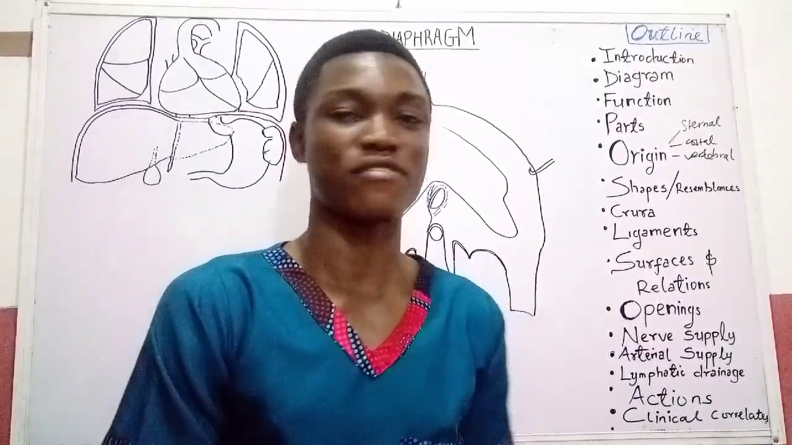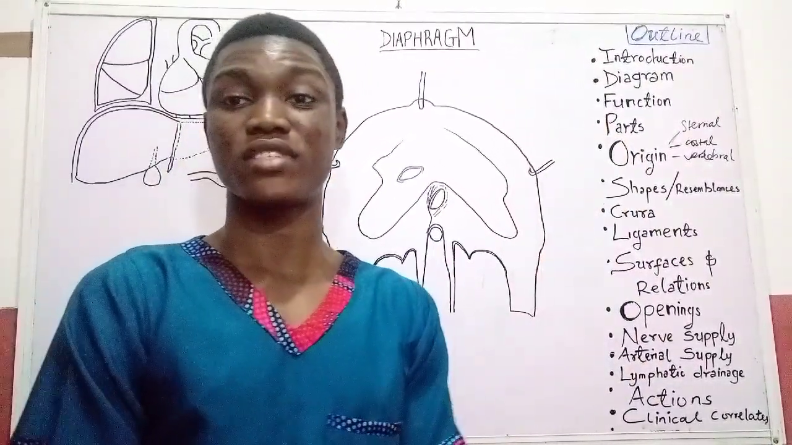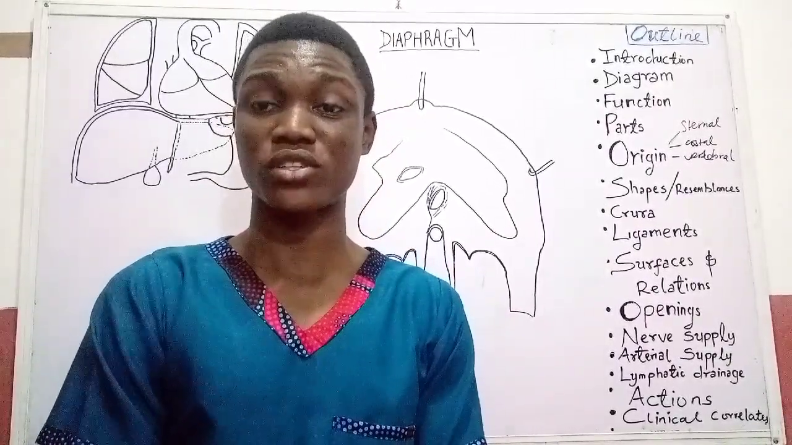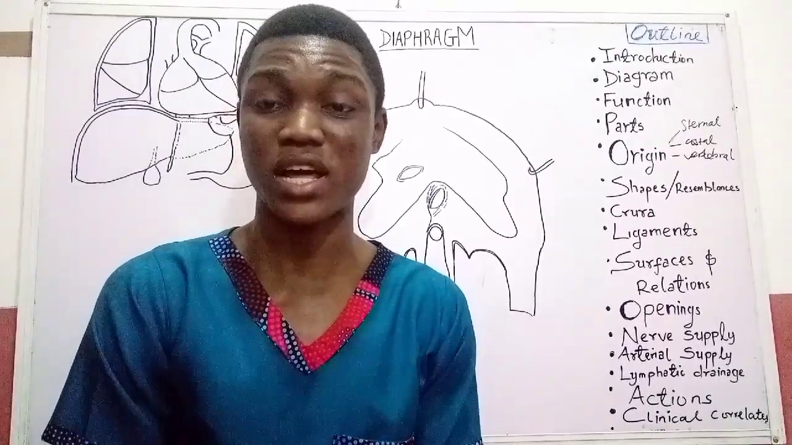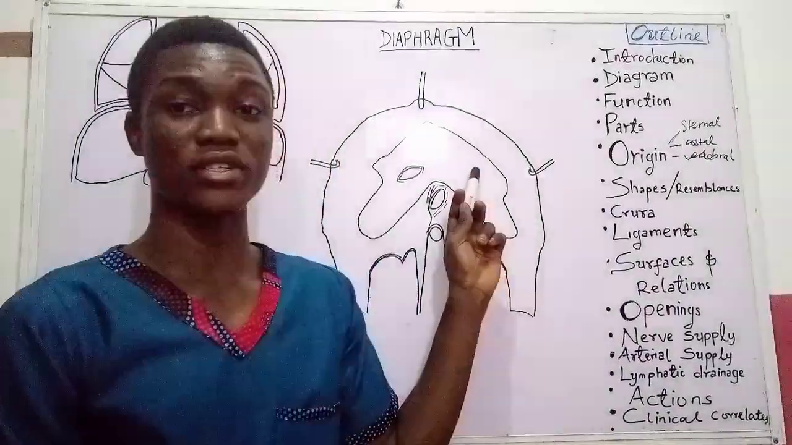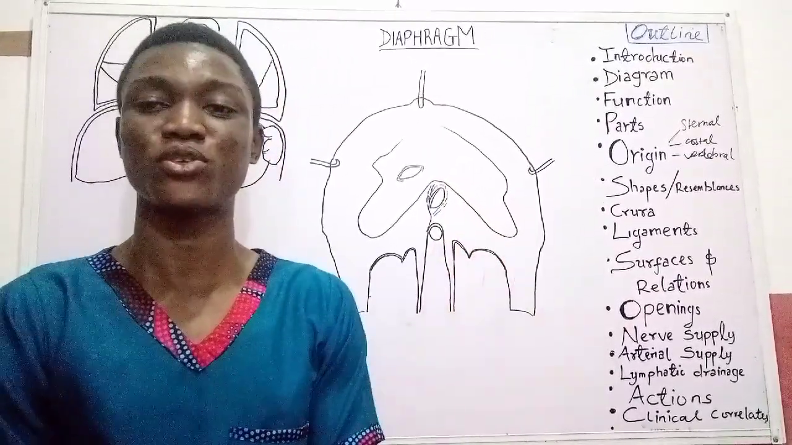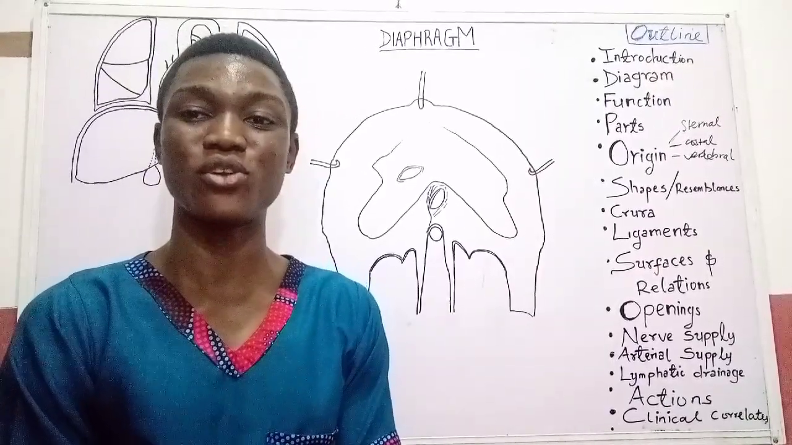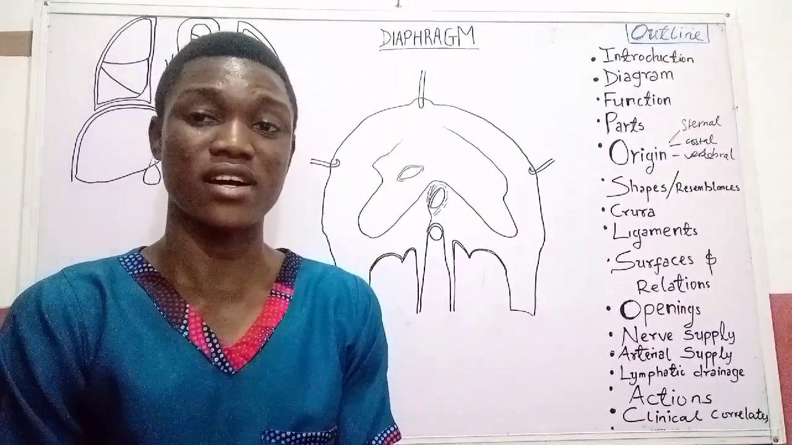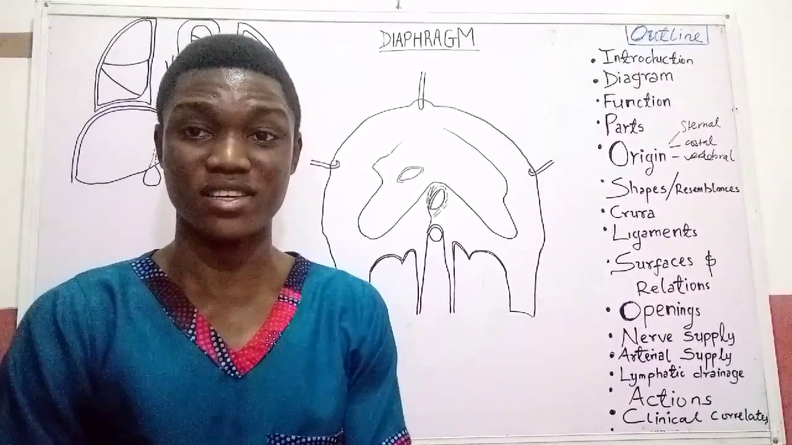The parts of the diaphragm, we are talking about the fourth outline right now. So what are the parts of the diaphragm? The diaphragm has two major parts. It has the central tendon and the peripheral muscular part. The central tendon is, as you can see on the board, this is the central tendon here, and these are the peripheral muscular parts. So the central tendon is a centrally located fibrous part of the diaphragm. It lies behind the xiphoid process of the thoracic wall.